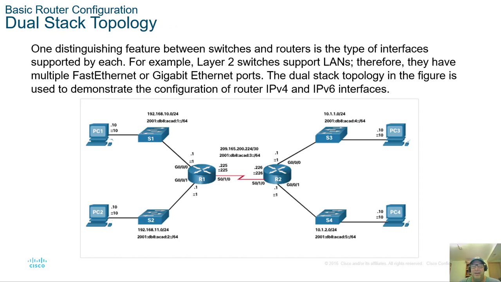Dual stack topology, this just gets into the idea that routers can run two different addressing systems. There's IPv4, there's IPv6. Dual stack just says you can run some traffic across IPv4, other traffic will run across IPv6, and really the addressing information will not interfere with each other.